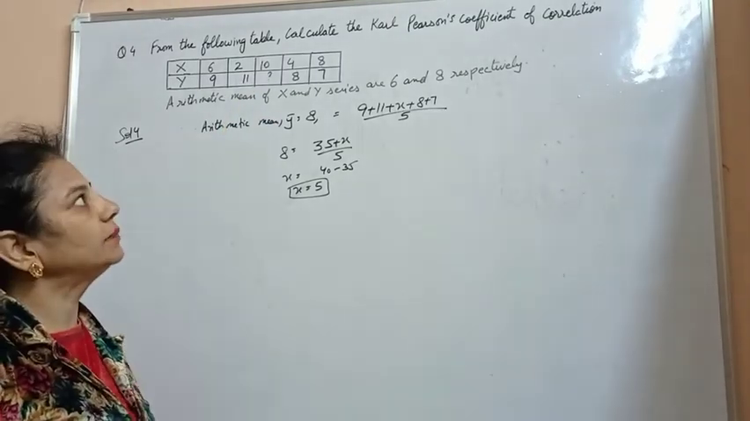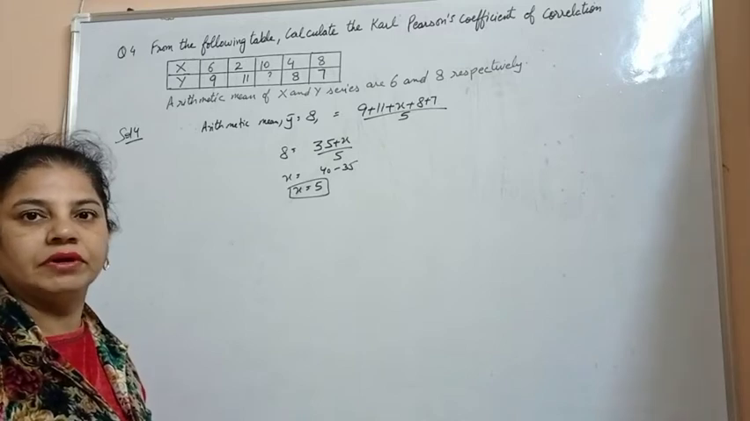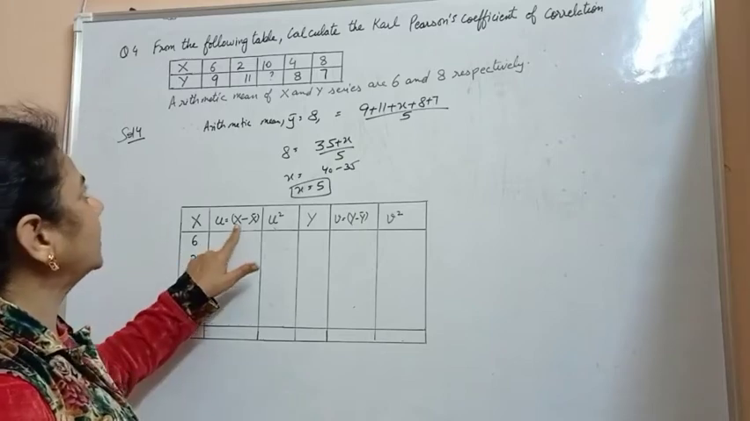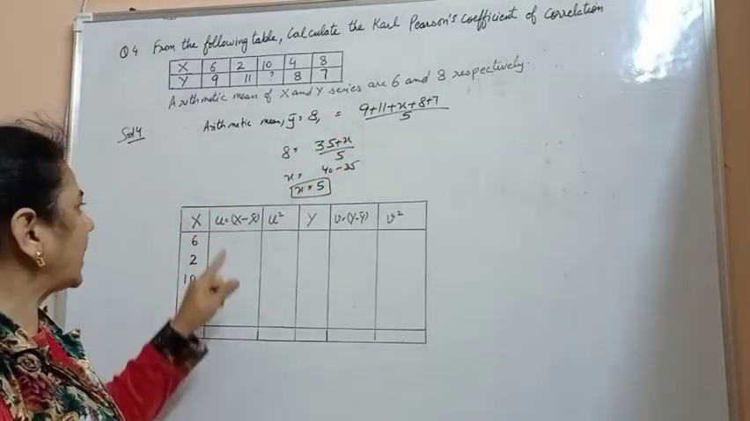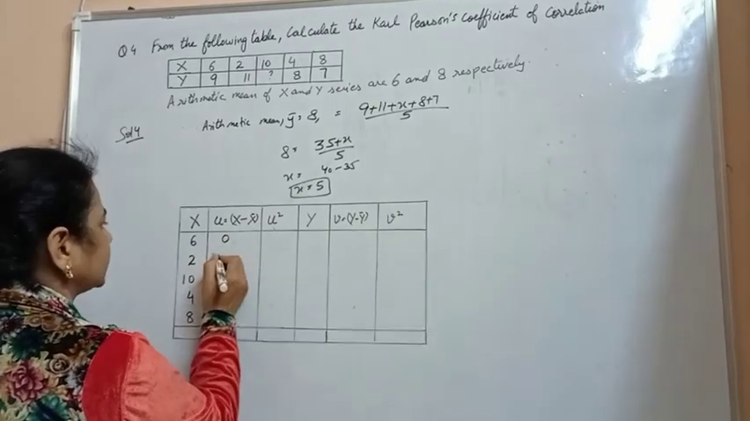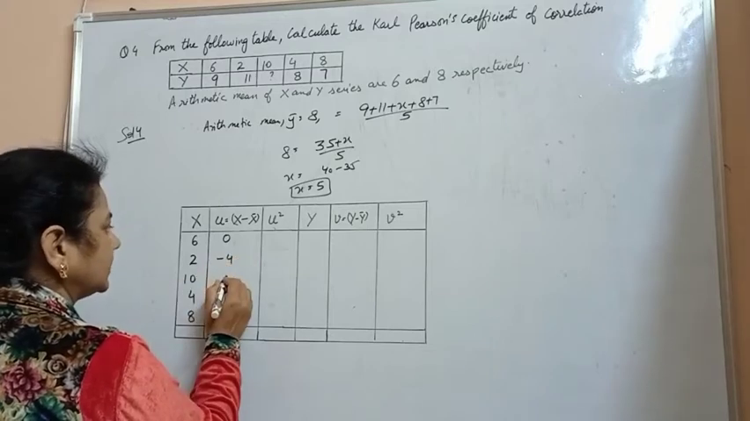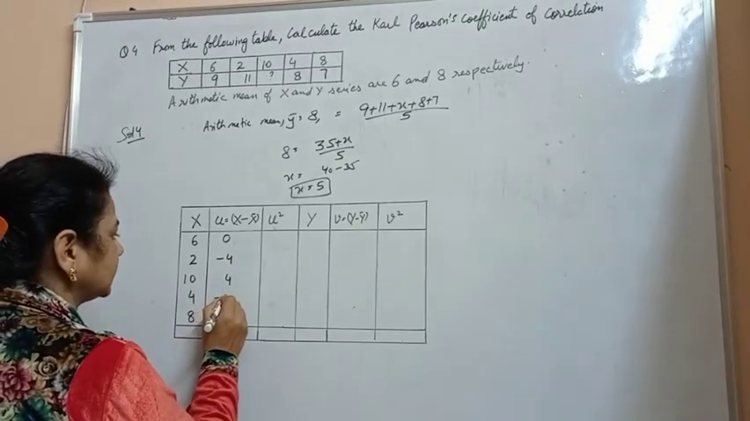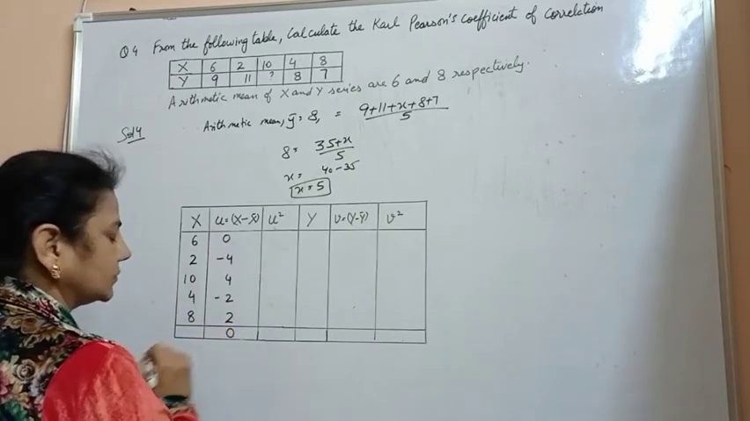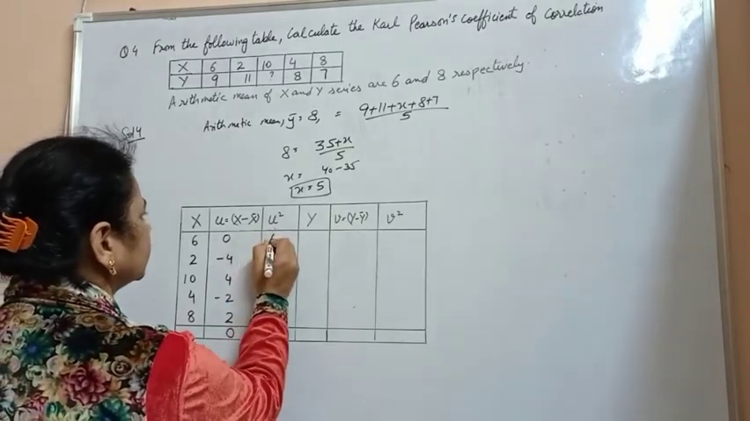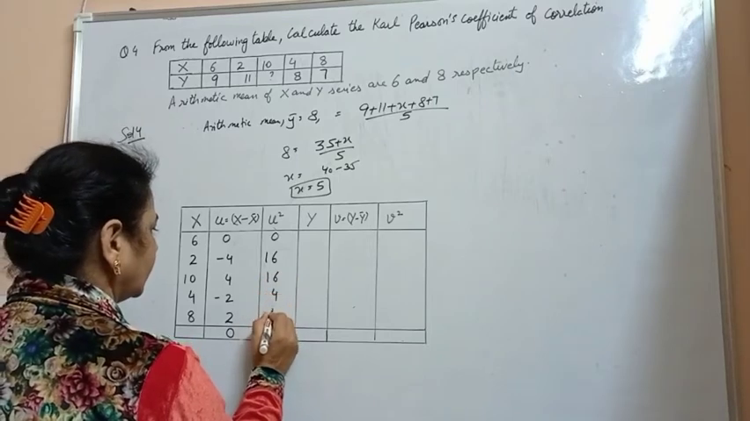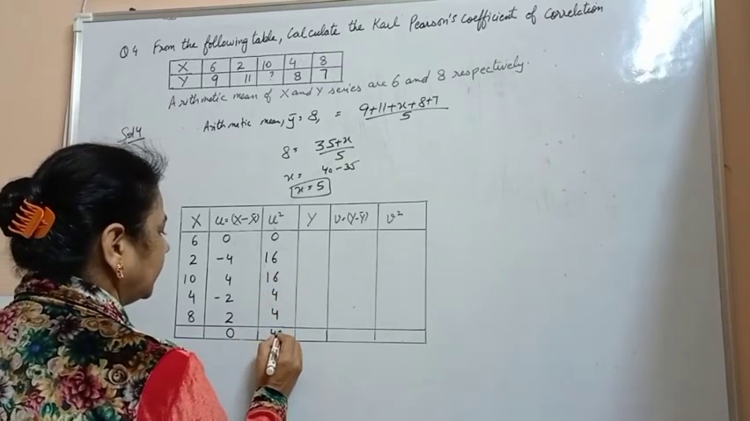Now we calculate Karl Pearson's coefficient of correlation. For that we need to form a table. Now for the x series we know the mean is 6. So calculate for u. 6 minus 6 is 0. 2 minus 6 is minus 4. 10 minus 6 is 4. 4 minus 6 is minus 2. 8 minus 6 is 2. Add all this: 0. For u square: 0, 16, 16, 4, 4. This comes out to be 40.